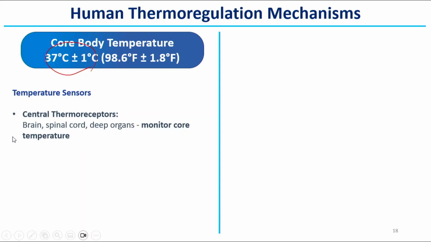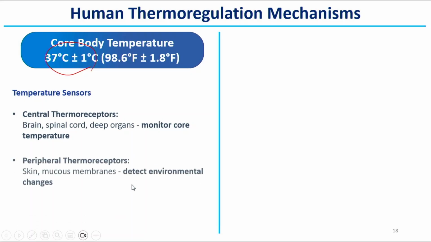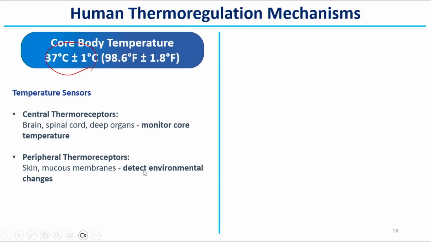The brain, spinal cord and deep organs monitor the core temperature. These are the central thermoreceptors. And there are peripheral thermoreceptors which detect the temperature of the environment. They are present on the surface, like the skin and mucous membranes. In those places the thermoreceptors are there which detect the temperature.